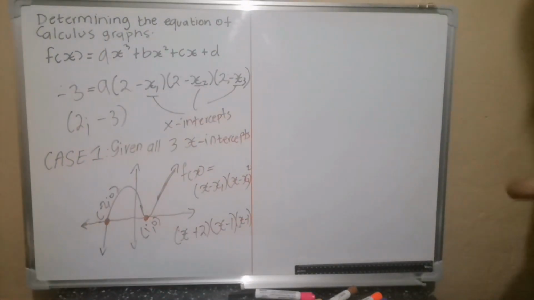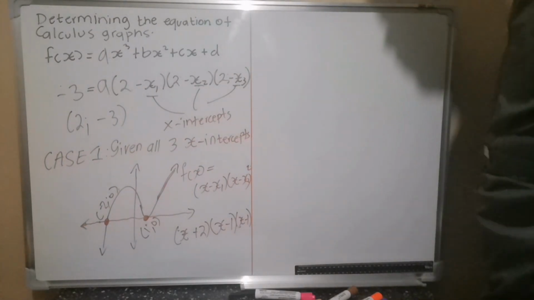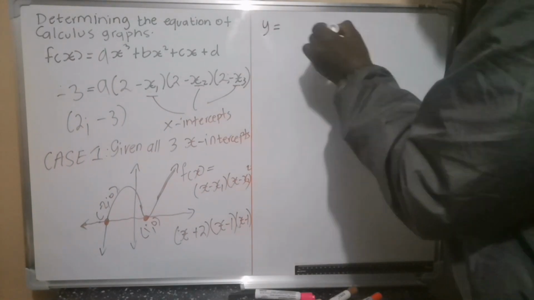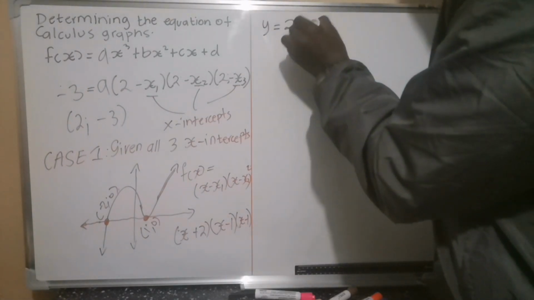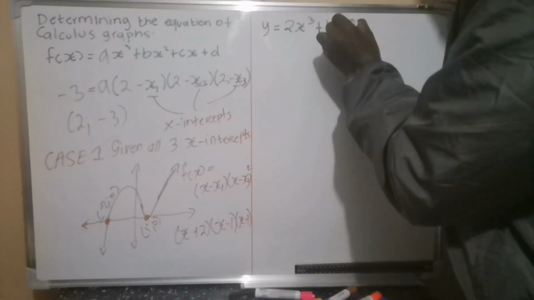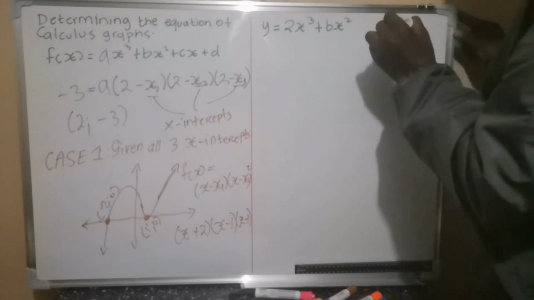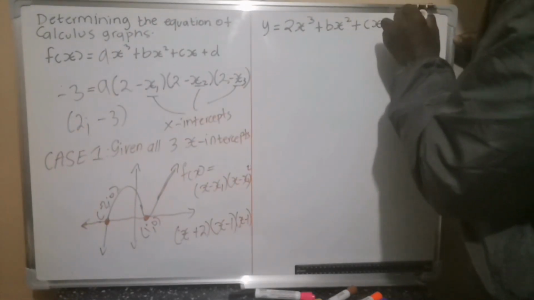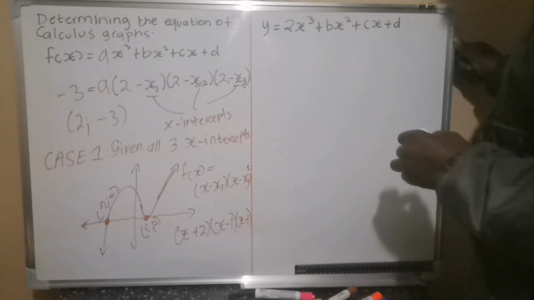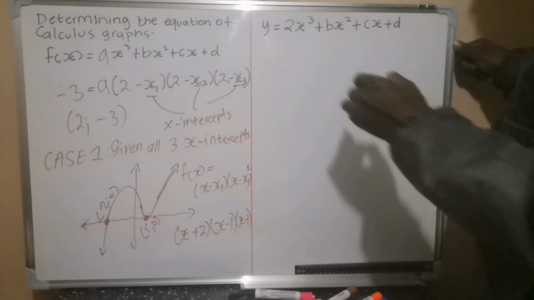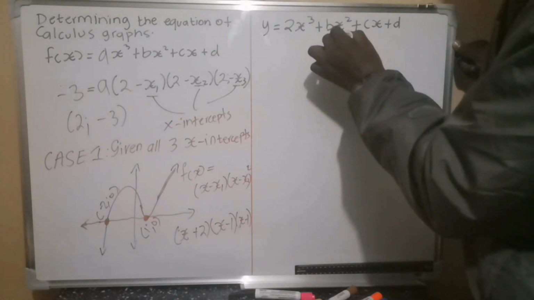Example number 1. Here's our example. We have a function, a graph below. Here's the equation: 2x cubed plus b x squared plus c x plus d. Then they will say, here's a graph. I'll draw the graph roughly.